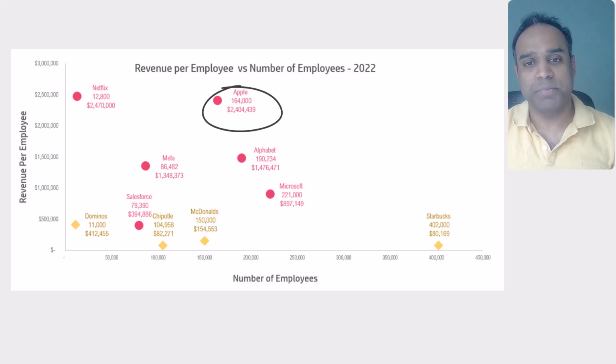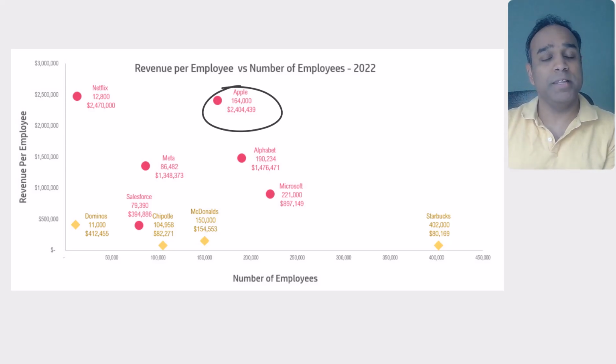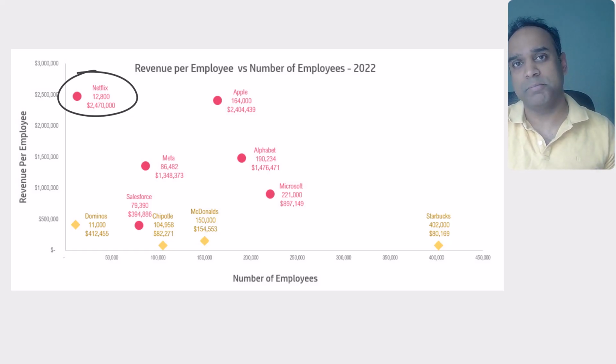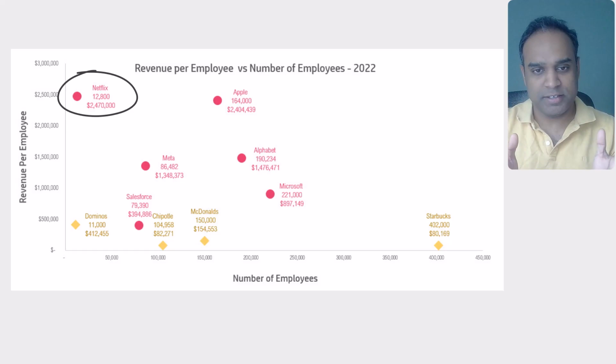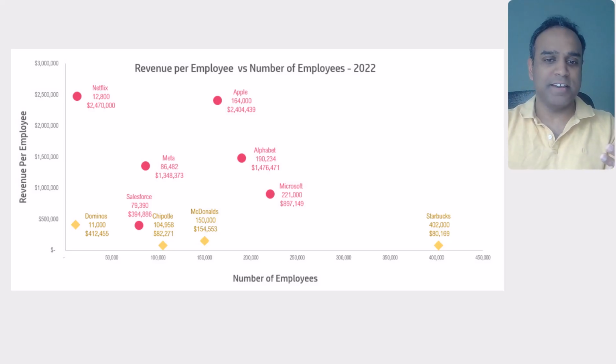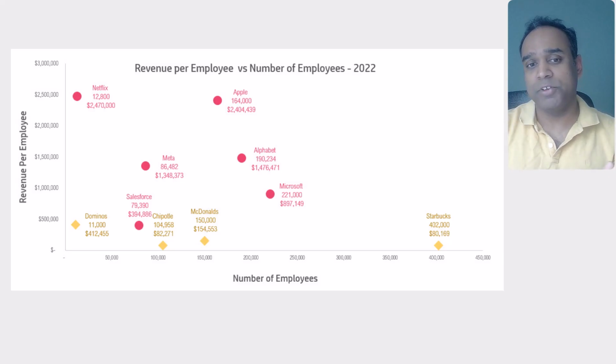So Apple, for example, is right here, 164,000 employees at $2.4 million per employee revenue. Now, Netflix has a higher revenue per employee, but it has only 12,800 employees. So you can see where it stands there. Now, the yellow ones are the companies in the food services industry, and you can see that they are further in the bottom left a little bit, especially bottom, because their revenue per employee is significantly lower than some of these technology companies.